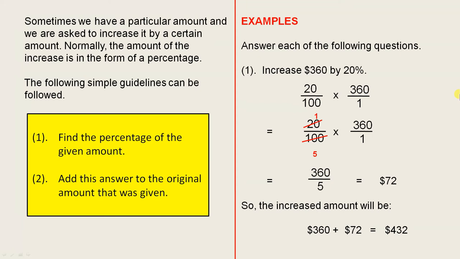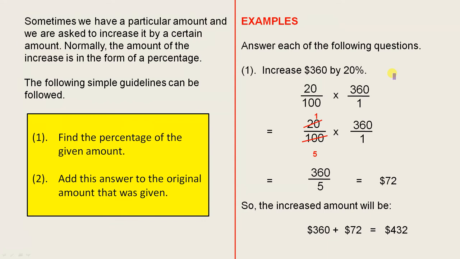Sometimes we have a particular amount and we are asked to increase it by a certain amount. Normally, the amount of the increase is in the form of a percentage. The following simple guidelines can be followed. Number 1. Find the percentage of the given amount. Number 2. Add this answer to the original amount that was given. Let's look at some examples. Answer each of the following questions.